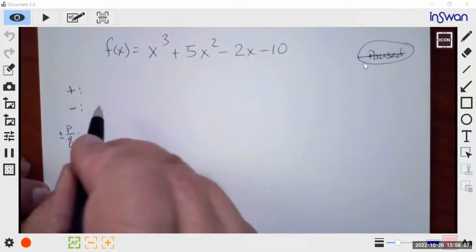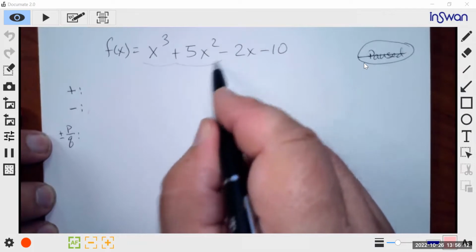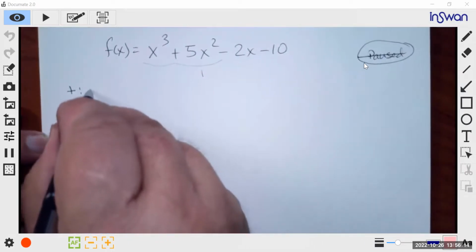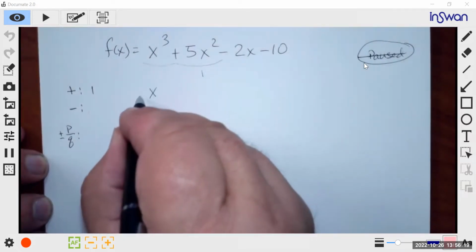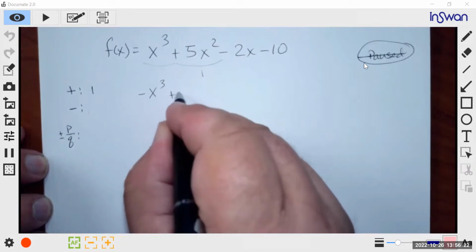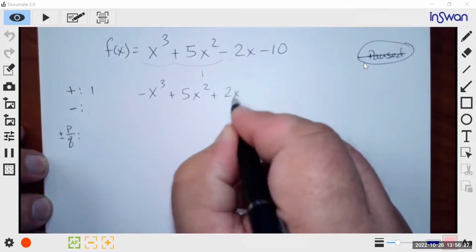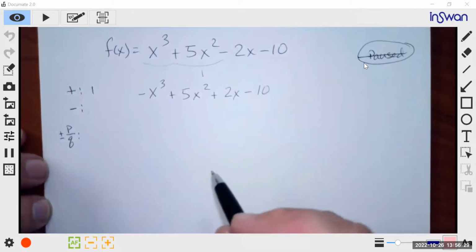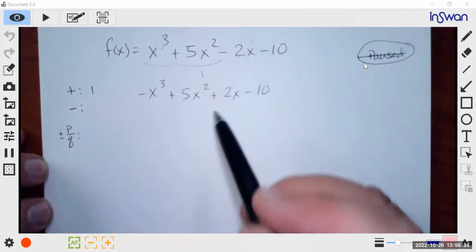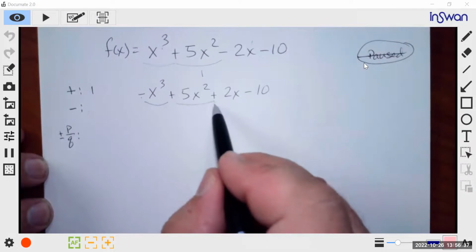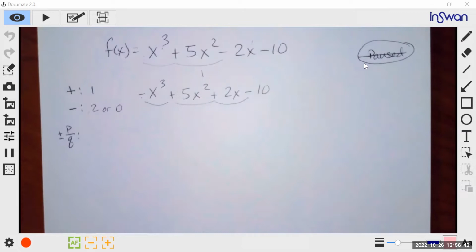Okay. So the number of positive answers: positive, positive, positive, negative, that's 1 sign change, so we have 1. For negatives, change the signs of only the numbers that have an odd exponent. This is a cube, so that changes from positive to negative. That's a 1, so it changes from negative to positive. So we have 1, 2.